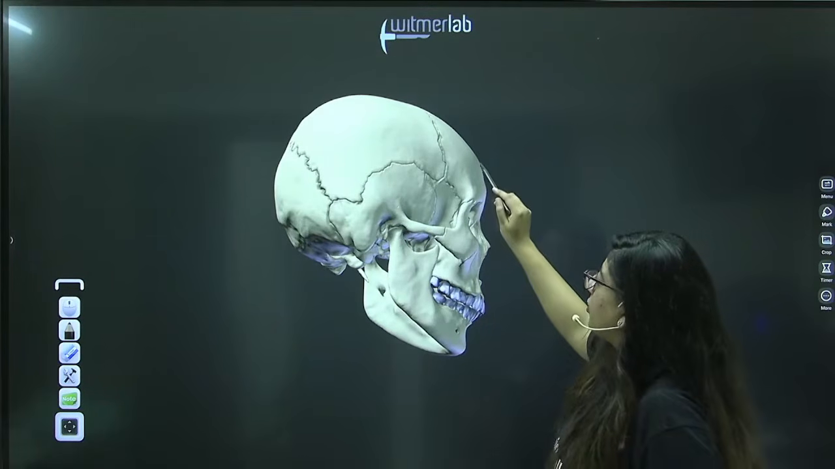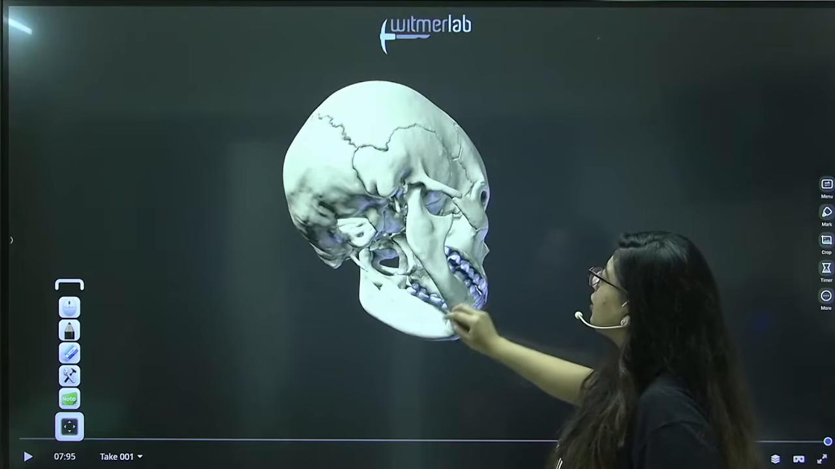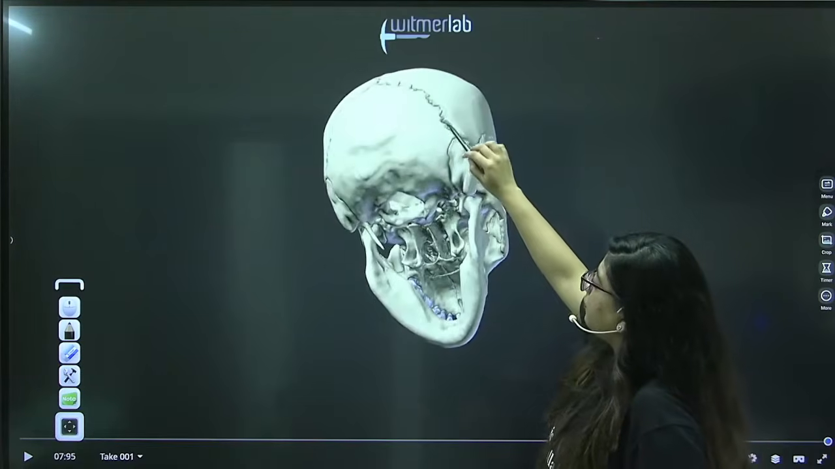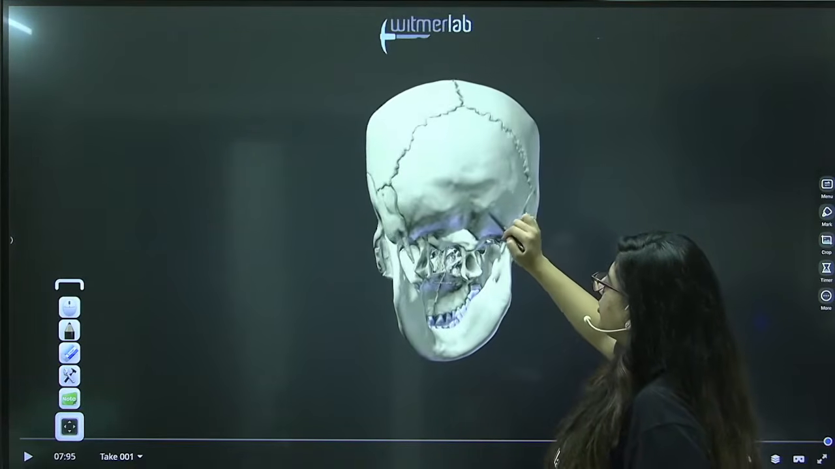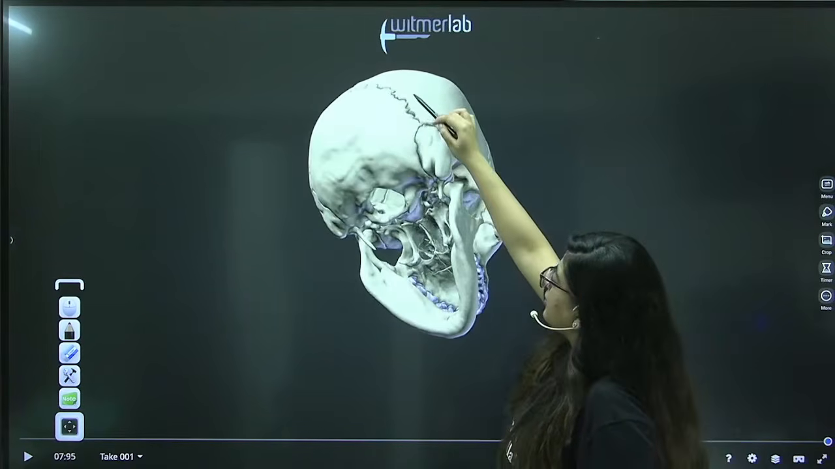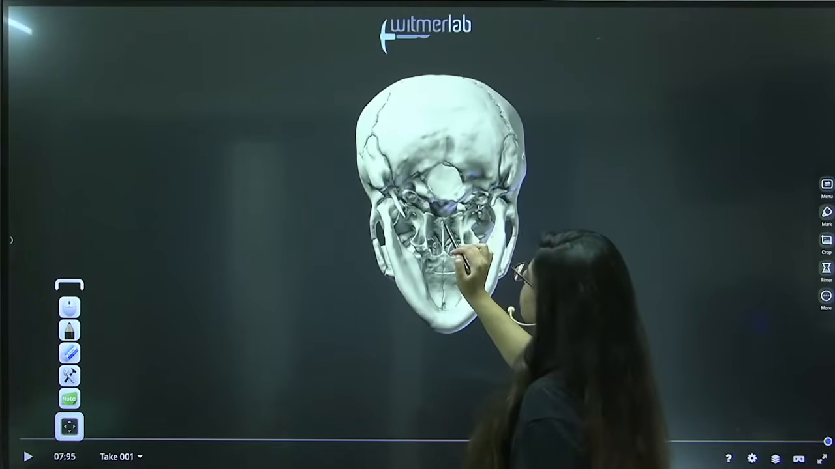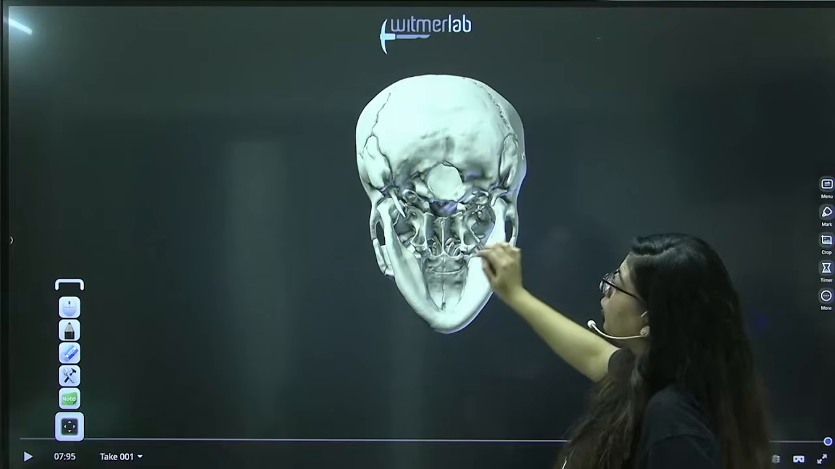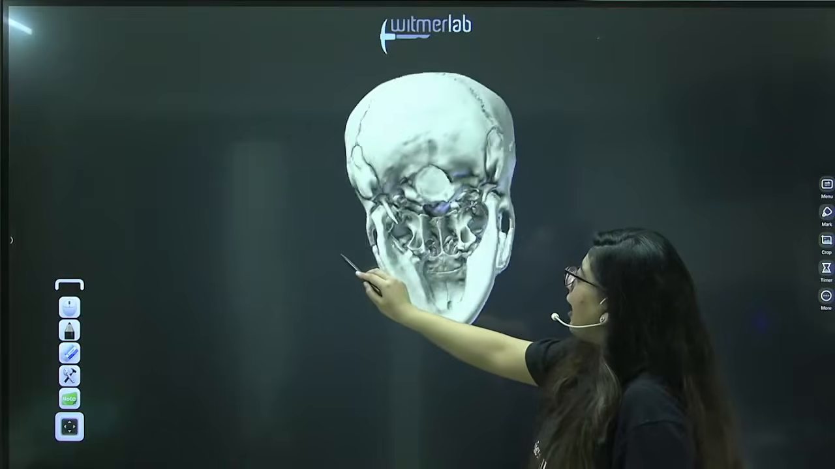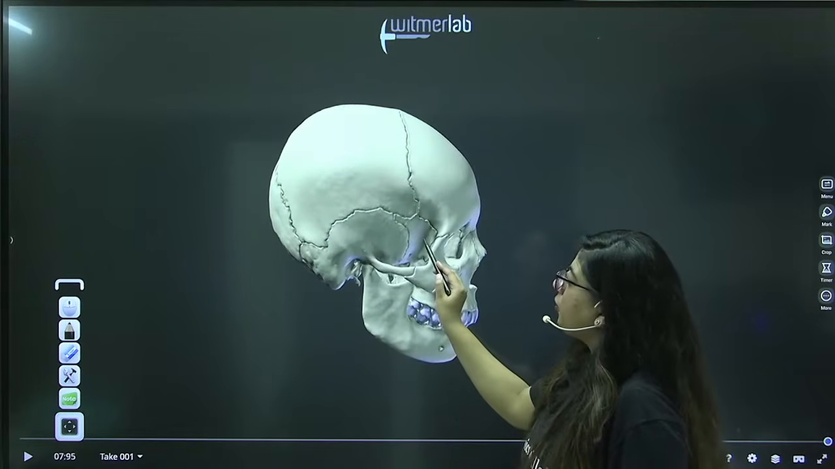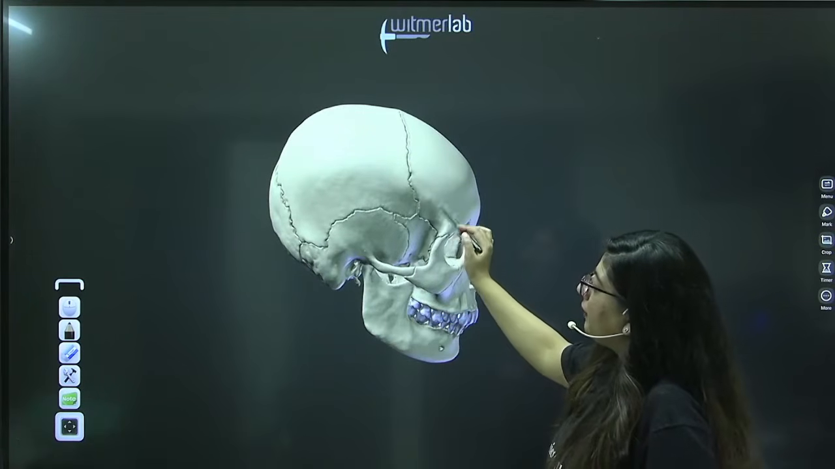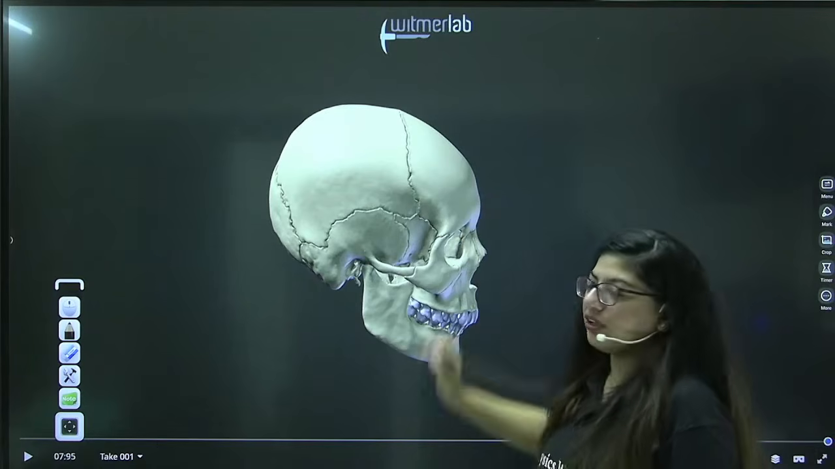Now let's talk about the sphenoid bone. This is a sphenoid bone present here. It's a single bone present just in the center of the skull. It is forming the joint with the temporal, with the parietal and with the frontal. You can see the sphenoid.